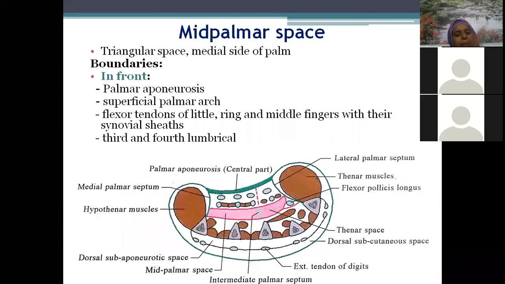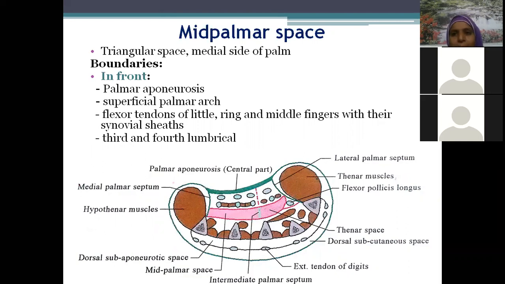Like from the palmar aspect, you are doing dissection. Once you remove the skin, you will see the palmar aponeurosis. Once you remove the palmar aponeurosis, you will see the tendons of flexor digitorum superficialis. Once you remove this, you will see flexor digitorum profundus and lumbricals. Once you remove that, you will see the space, the mid-palmar and thenar space. Below the space, we will see palmar interossei. Below that, dorsal interossei. Below that, extensor tendons, above which you have the subaponeurotic space. Below that, you have the subcutaneous space. So this is the layout of the palm.